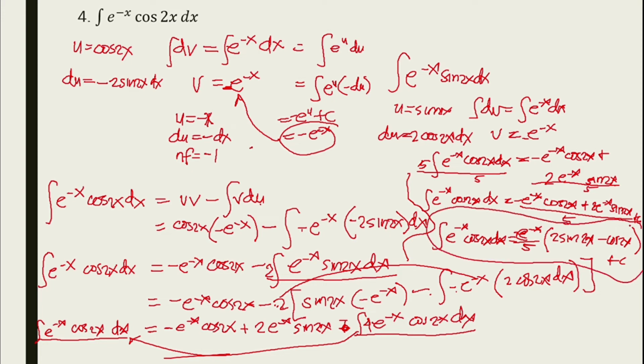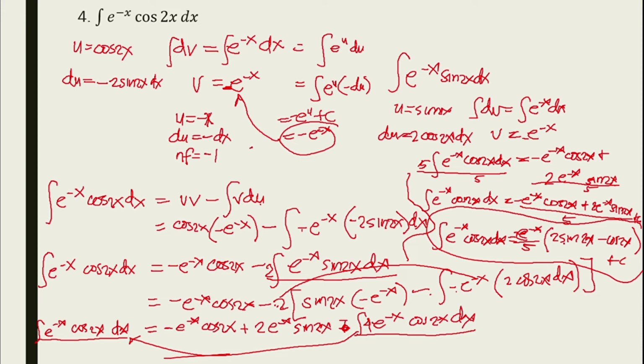So again, integral of e raised to negative x cos 2x dx is equal to e raised to negative x over 5, 2 sine 2x minus cos 2x plus c. And that is for number 4.